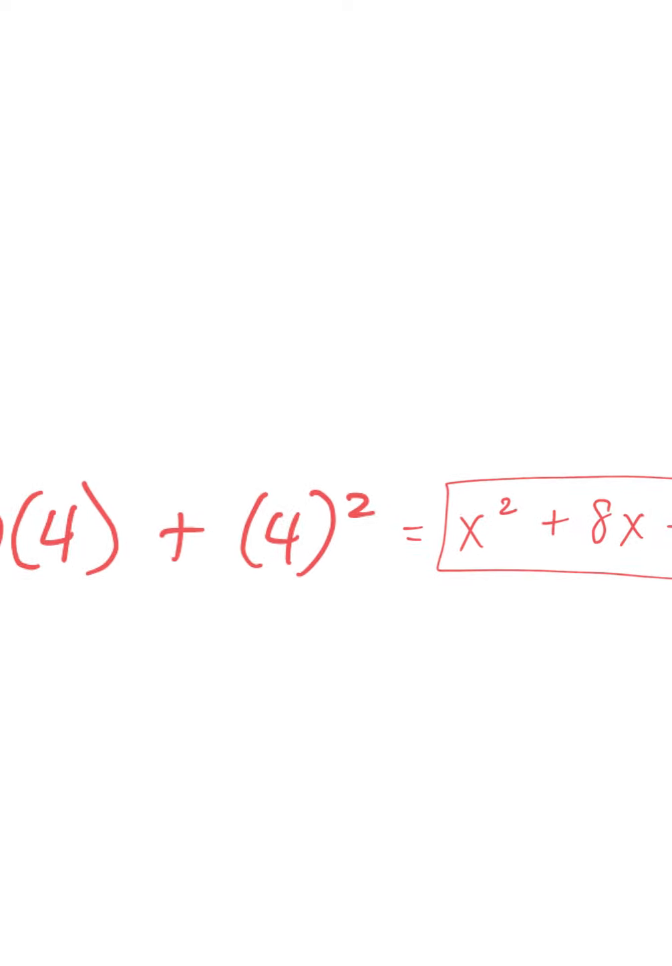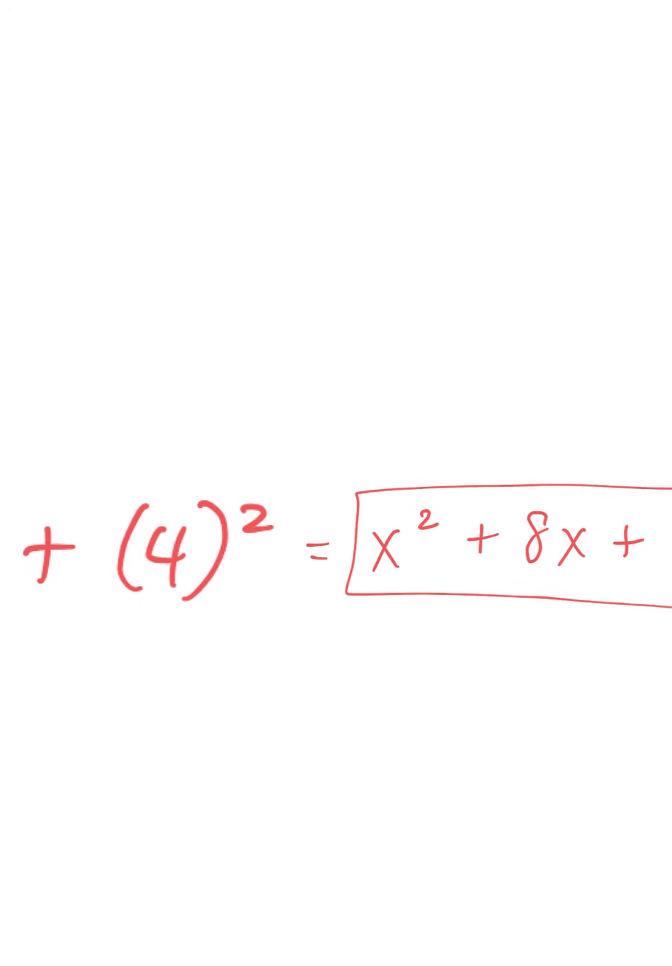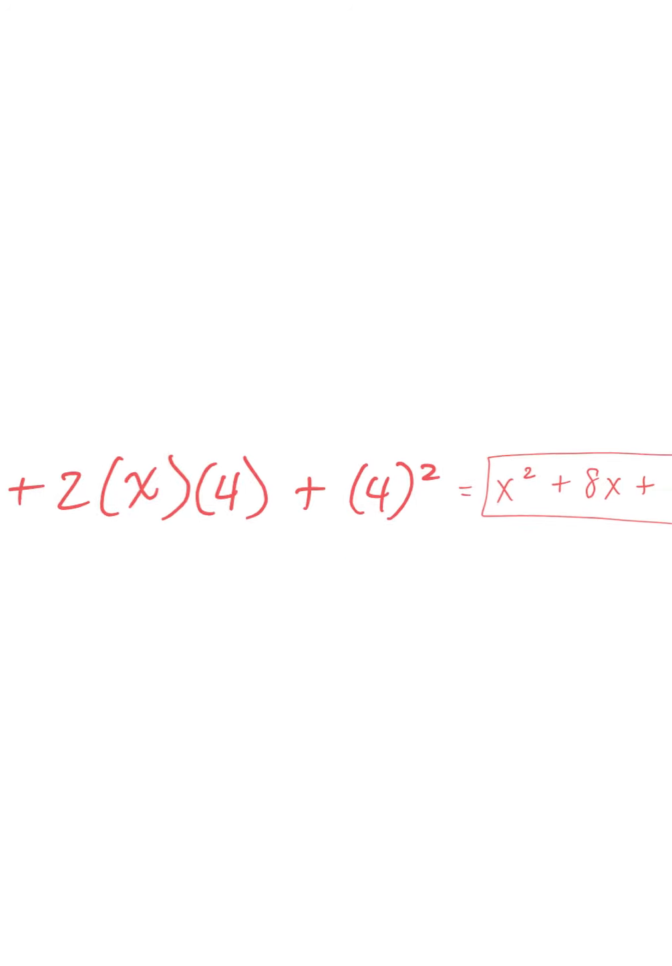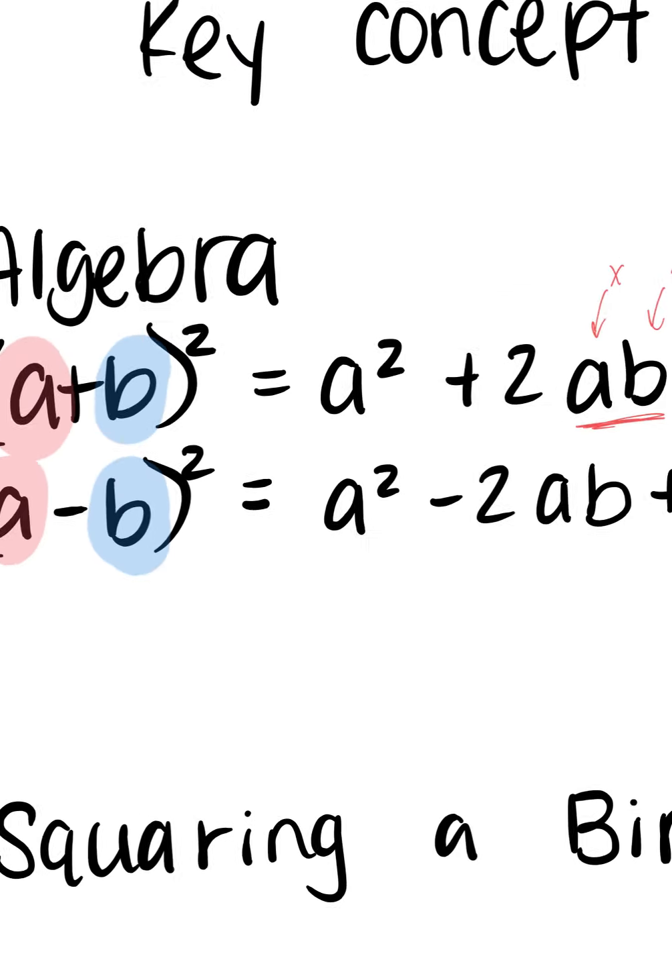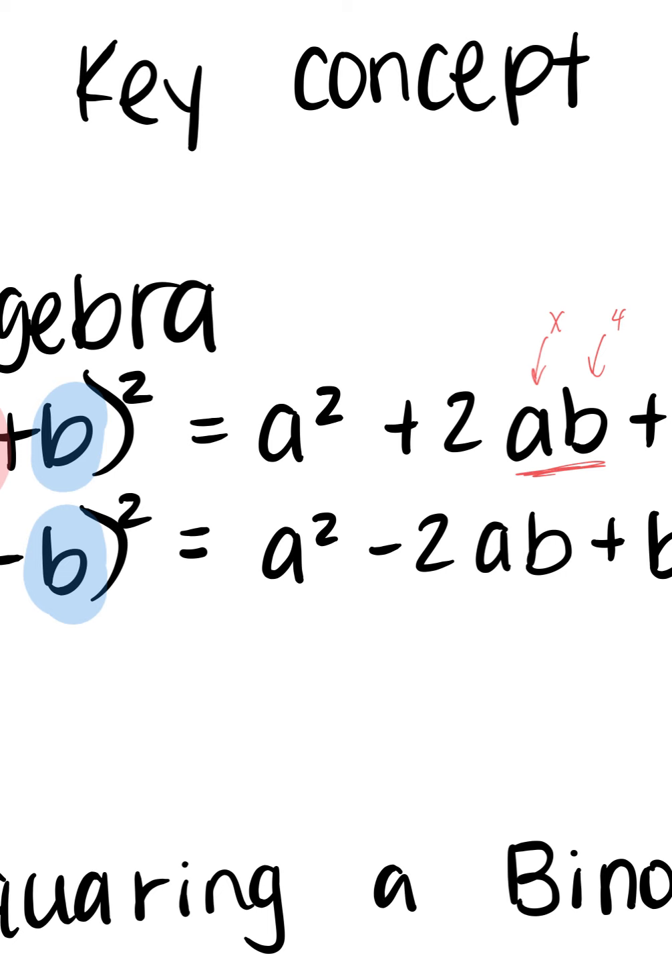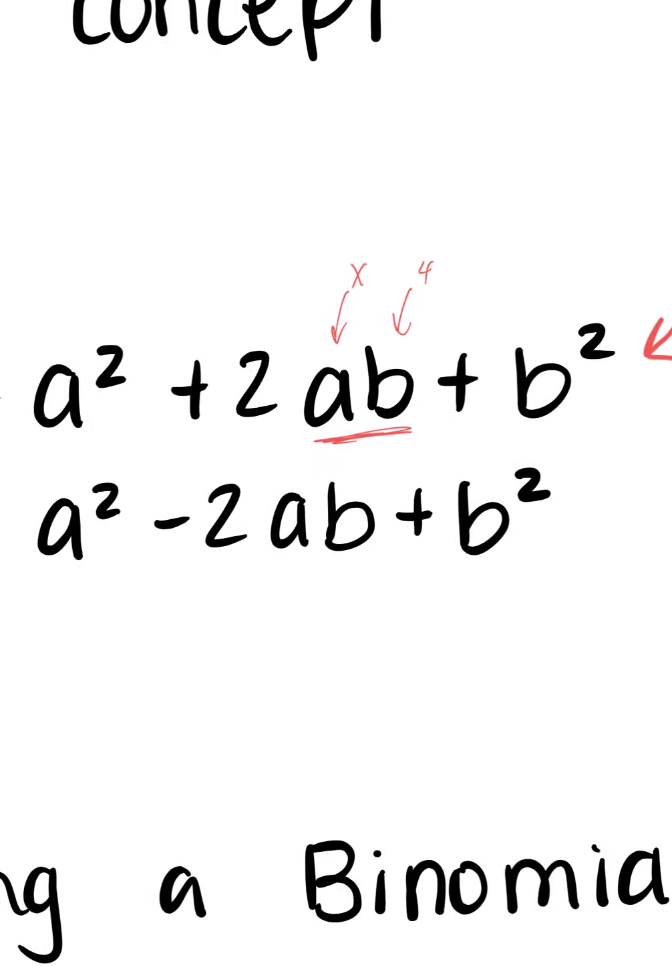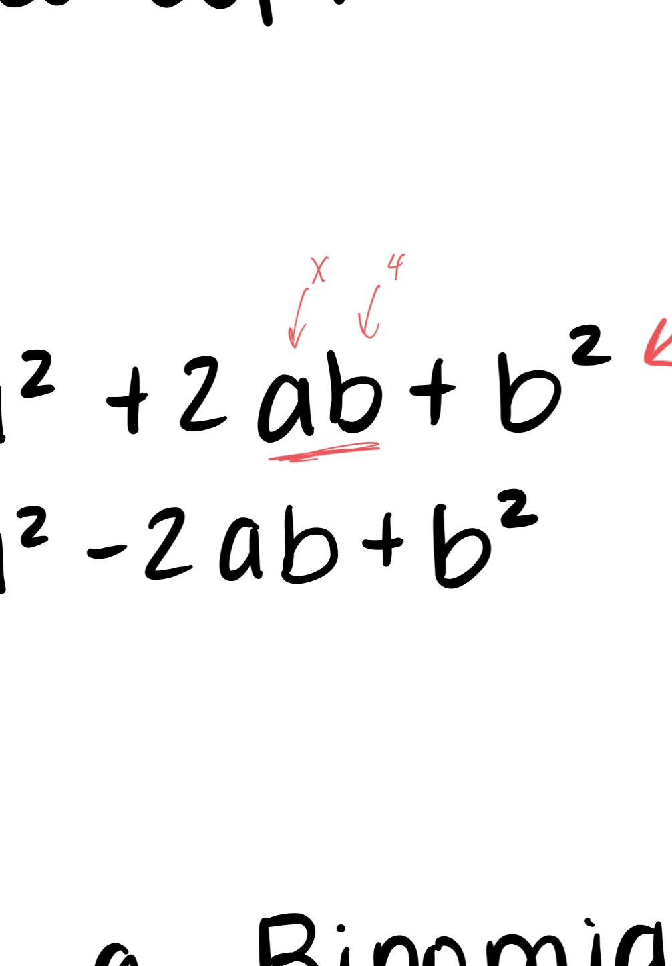Okay, now we have a second formula. That formula exists for when it's a minus b squared. And this is our formula. The only thing that changes is that it's a squared minus 2ab plus b squared. This is the only change in this formula, that minus sign.